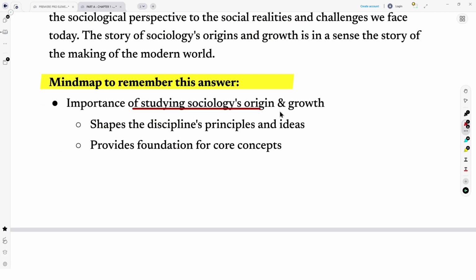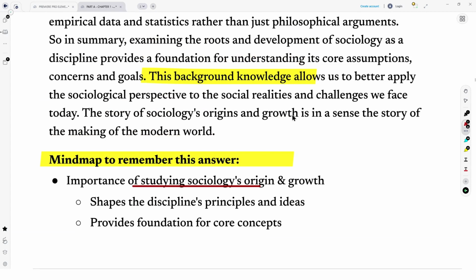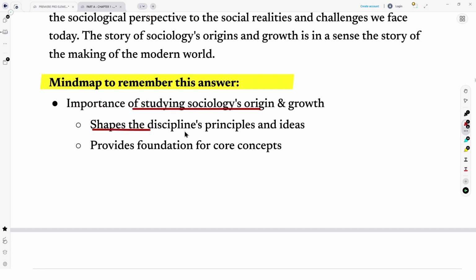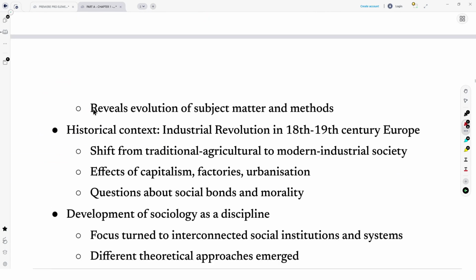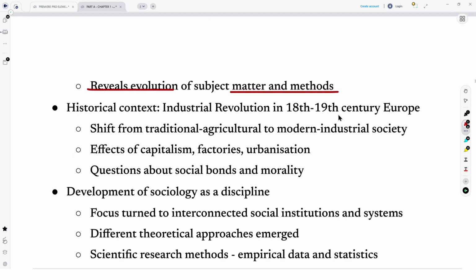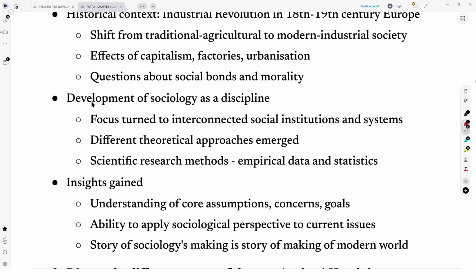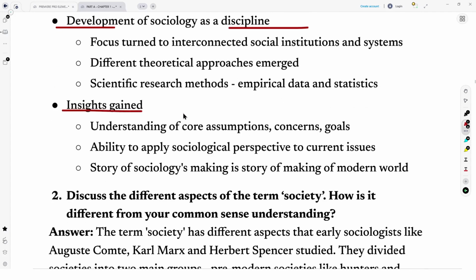So what is the mind map? Importance of studying sociology. What is the importance of sociology? Where did it originate and how is it growing? It shapes the discipline, principles and ideas, provides a foundation for core concepts, and reveals the evolution of subject matter and methods. Because this is a subject we are studying, we need to understand the historical context, how it has developed into a discipline and a field of study, and what insights we have gained so far.